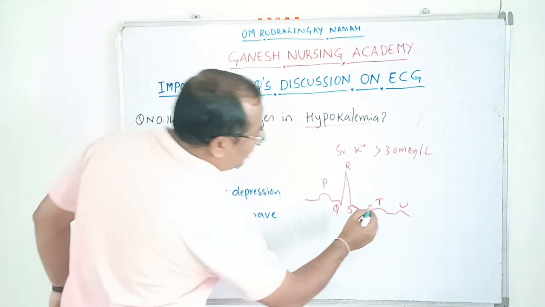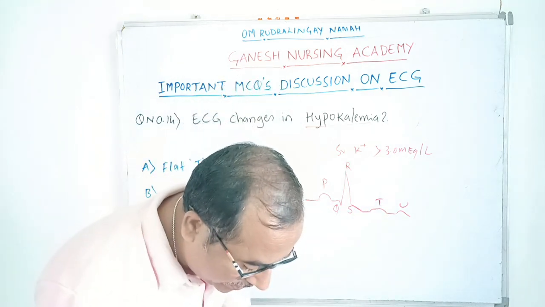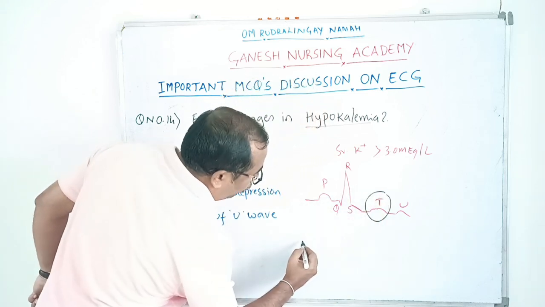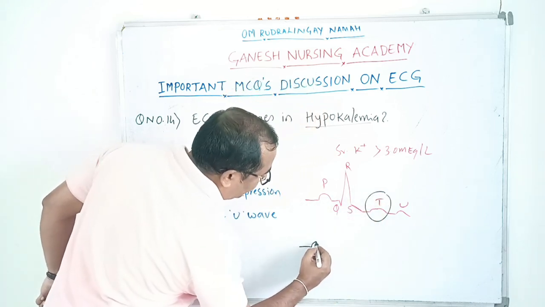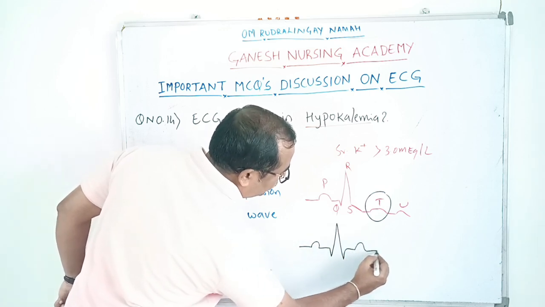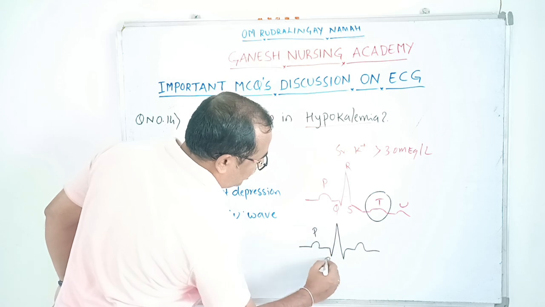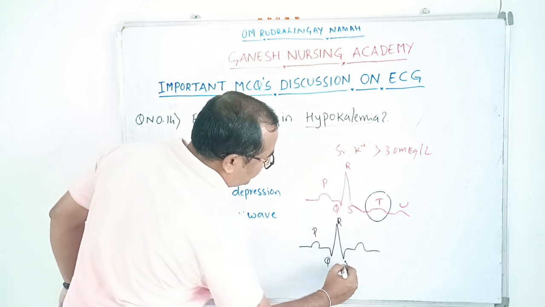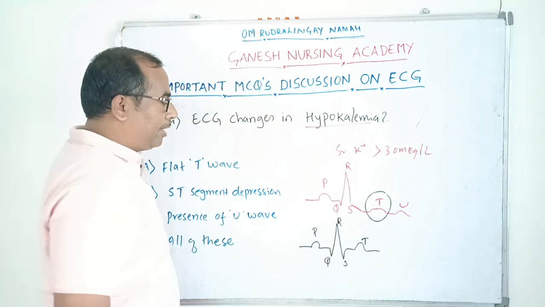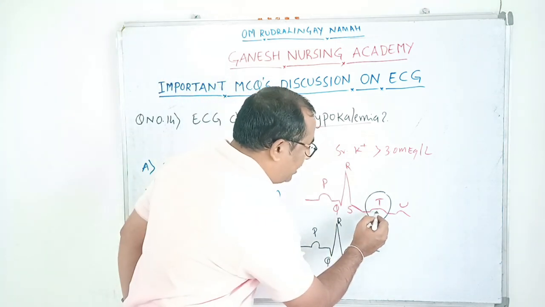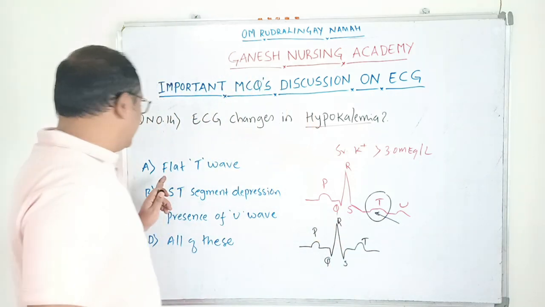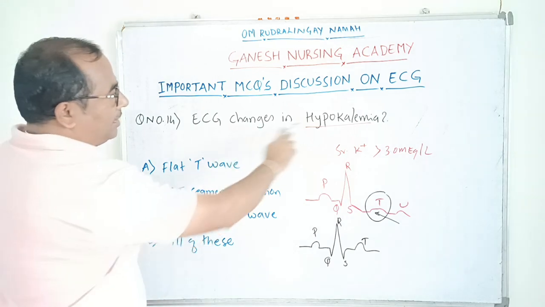Flat T wave: yes, obviously there will be a flat T wave. Let's draw a normal ECG pattern. This is P, Q, R, S, T, and there is no U wave. See how the T wave is here: it is a very significant positive deflection. See the T wave here: it is flat. That is one manifestation, the flat T wave, and it is present in hypokalemia.